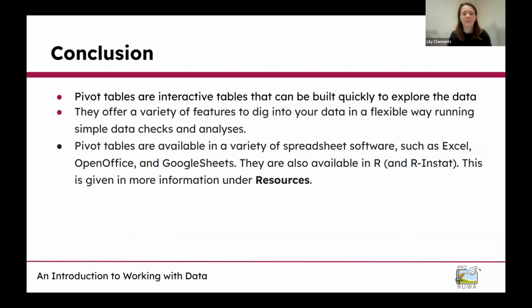So overall, pivot tables are interactive tables that can be built quickly to explore the data. They offer a variety of features to dig into your data in a flexible way, running simple checks and analyses. Pivot tables are available in a variety of spreadsheet software such as Excel, OpenOffice, and Google Sheets. They're also available in R and R Instat, and more information is given under resources for this topic.